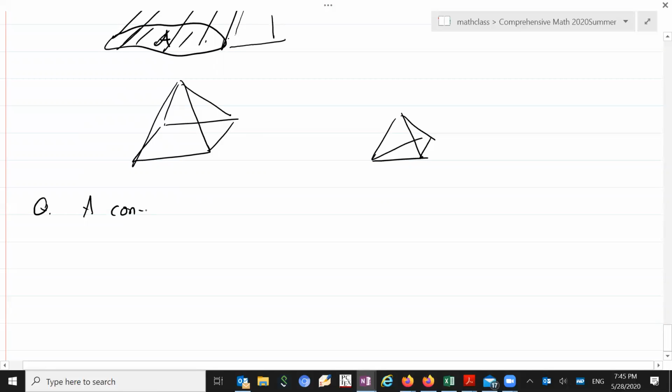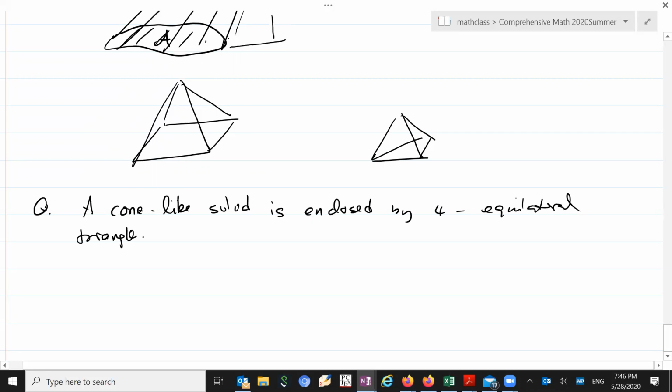The cone-like solid is enclosed by 1, 2, 3. How many? 4 equal regular triangles. Okay, with the edge length 1. Find the volume. Can you do that?